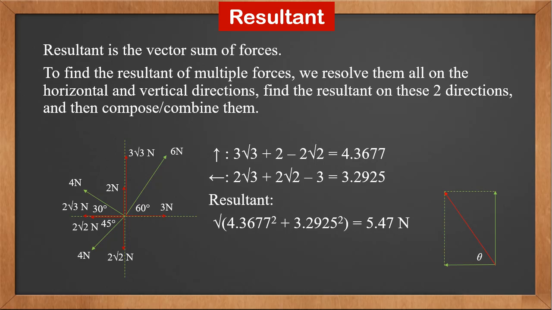So the resultant is the diagonal of the rectangle. Its magnitude is the root of 4.3677 squared plus 3.2925 squared, which is 5.47 Newton. To find theta, or its angle with x negative, we can use inverse tangent, 4.3677 over 3.2925. This is 53.0 degrees.